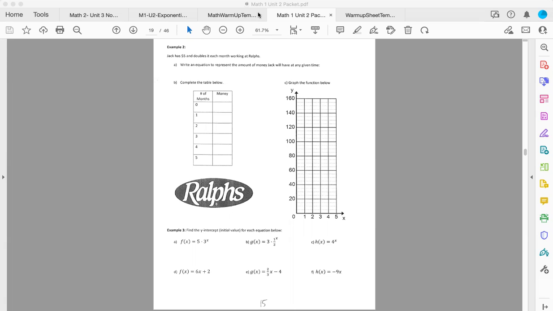For example 2, it says Jack has $5 and doubles it each month working at Ralph's. So let's write this down. When it says he has, or he starts, or initial value, that's automatically for x equal to 0. Remember, the number of months here would be x, the input is x, and the output is y. So he starts at 5, and he doubles it each month. Month 1, he doubles it, that becomes 10. Then 10 becomes 20, then 20 becomes 40, and so on. That's how he doubles it every month.